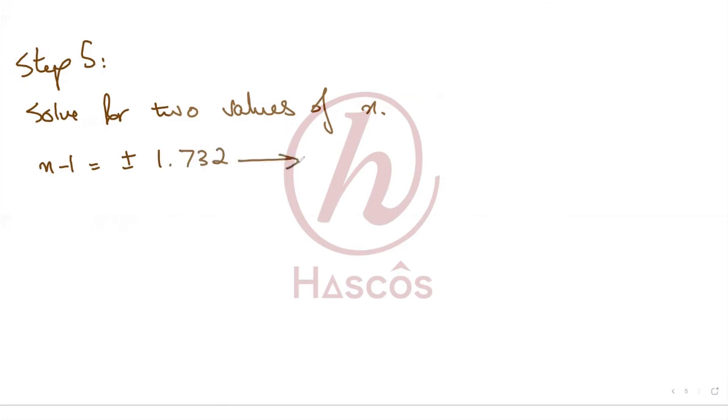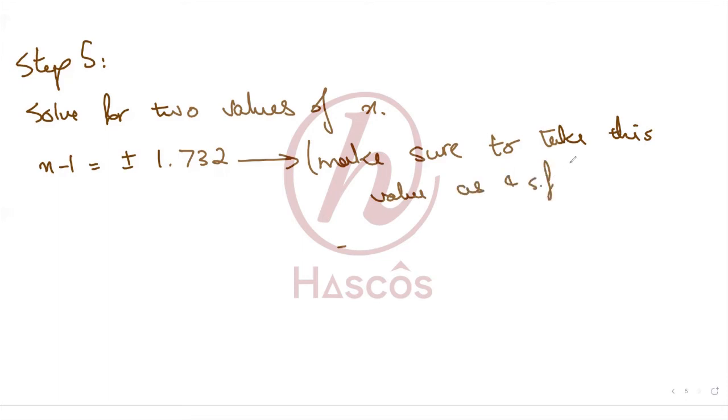Now why are we taking 4 significant figures at this point, whereas your final answer should be in 3 significant figures? The rationale behind that is that we need to make sure to take this value as 4 significant figures, as it will be carried further. Now this value has to be carried further, hence why you are going to take it to 4 significant figures.